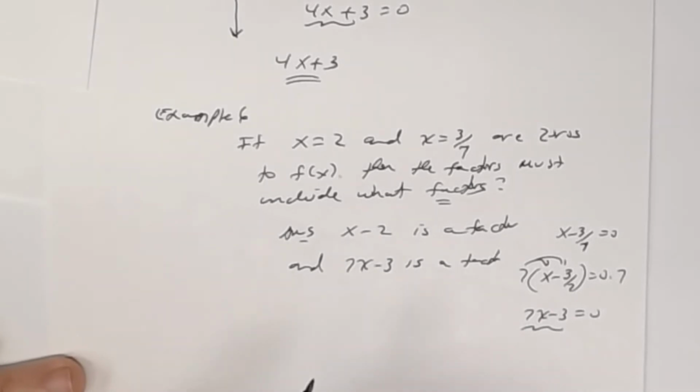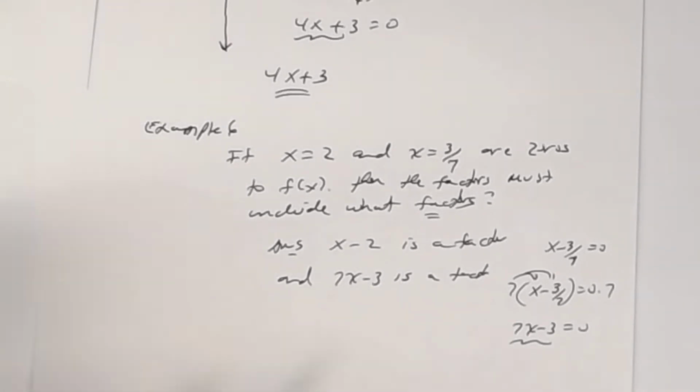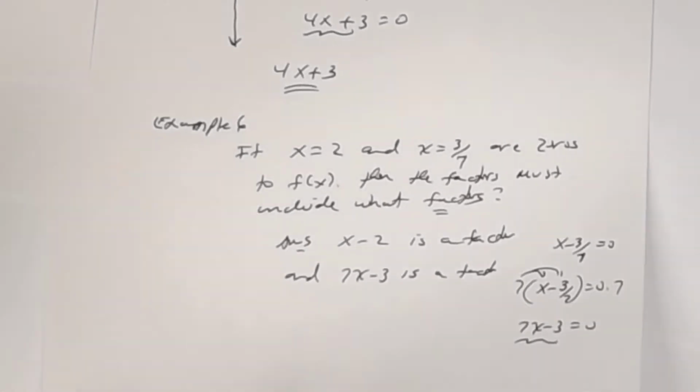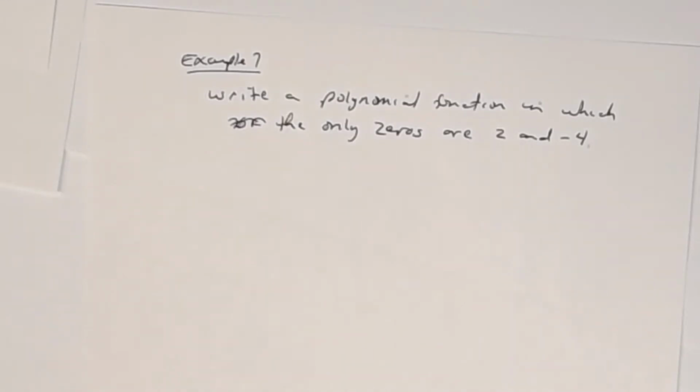Okay. All right, so now we're going to change gears a little bit. So listen to the next example. So this will be example 7. Okay, so write a polynomial function in which the only zeros are 2 and -4. Okay, so write a polynomial function in which the only zeros are 2 and -4.